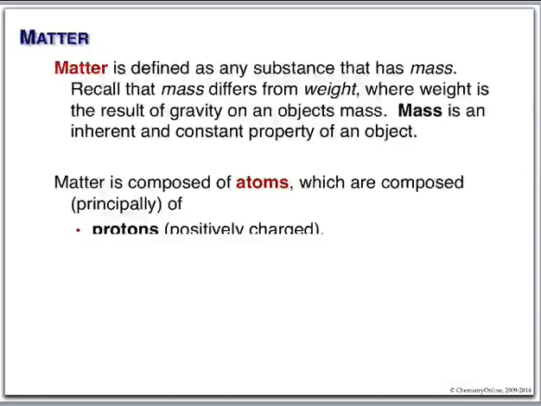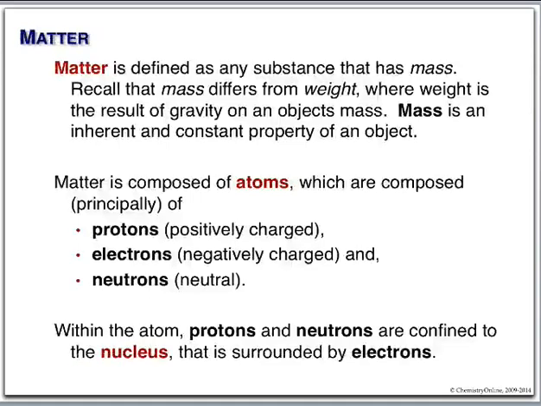Well, let's go ahead and get started with chapter two. Chapter two begins just with a discussion on matter. Matter basically is any substance that has mass. Remember that mass and weight are different. Matter, we'll see, consists of atoms, which in turn are comprised of protons, electrons, and neutrons. Of these, the protons and the neutrons are confined to the nucleus, and they are surrounded by electrons.